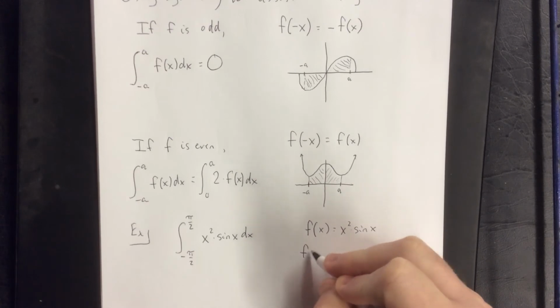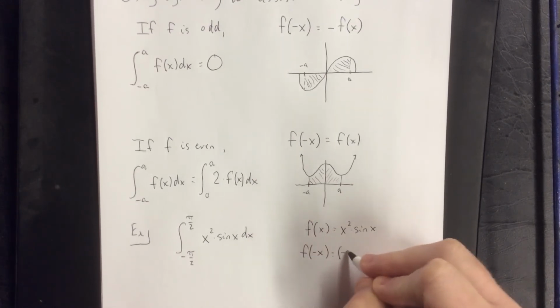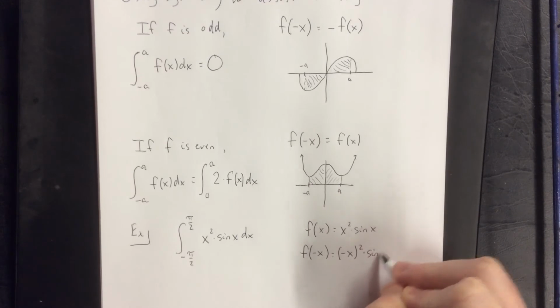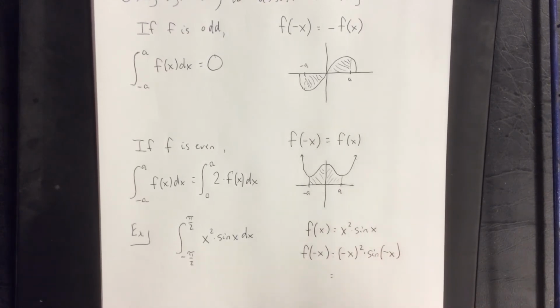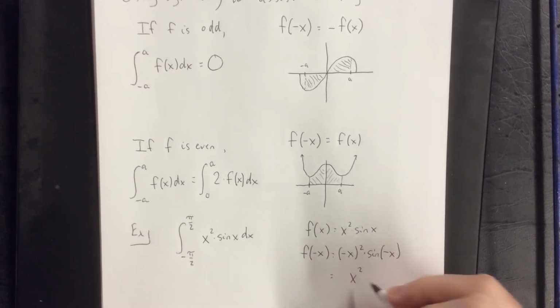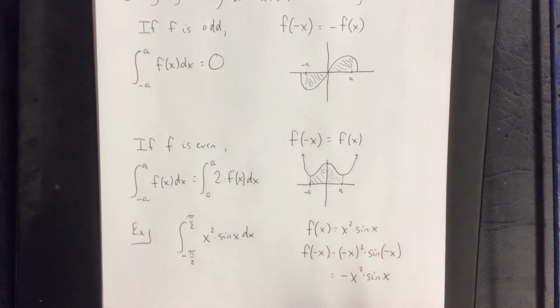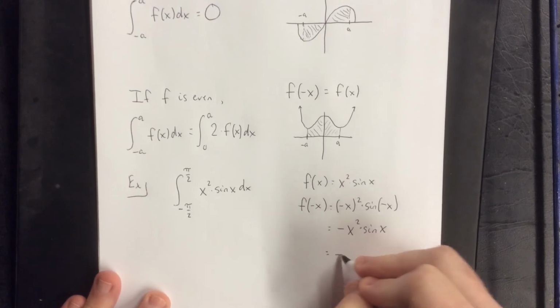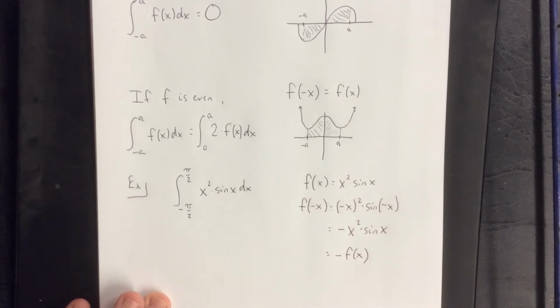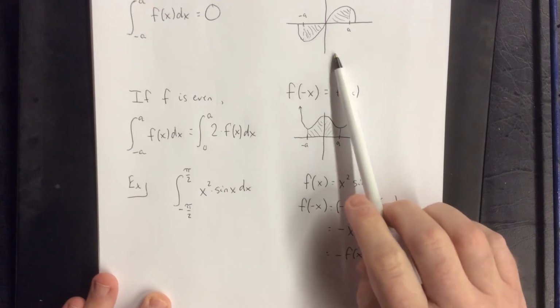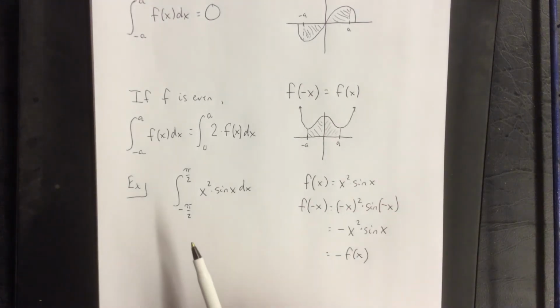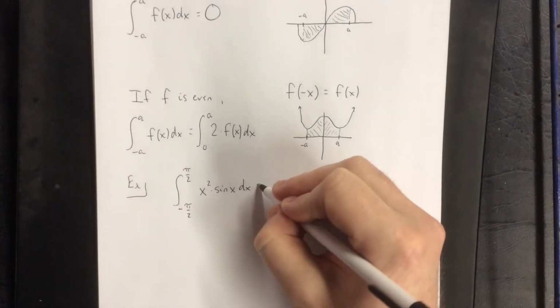then f of negative x would be equal to negative x quantity squared times the sine of negative x. Now the negative x quantity squared will become positive x squared. But sine is an odd function, so the sine of negative x will be the negative sine of x. Please note that the result that we get is exactly negative f of x. That means we have a situation of an odd function which has origin symmetry. Because the graph is going to go from a negative value to the positive of the same value, it becomes quite apparent that this is going to wind up being equal to 0.